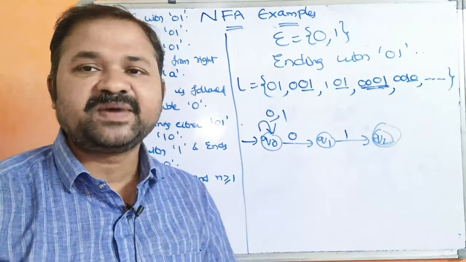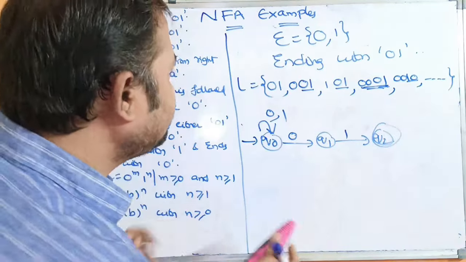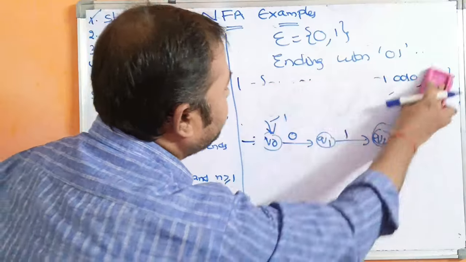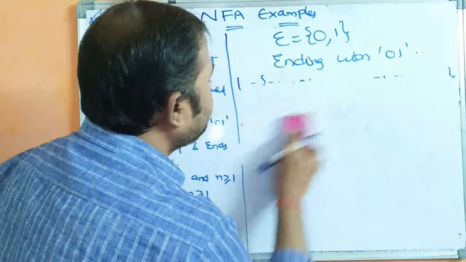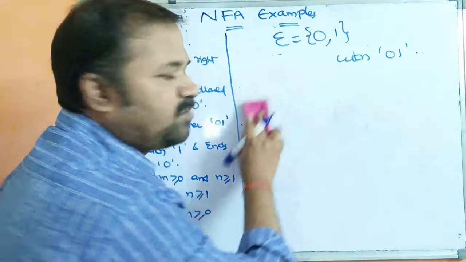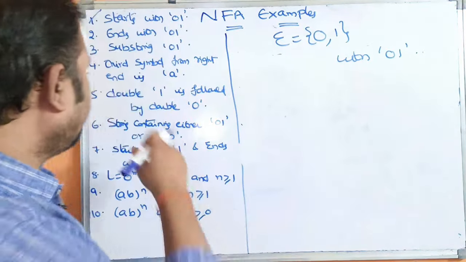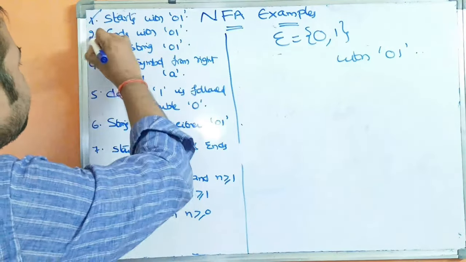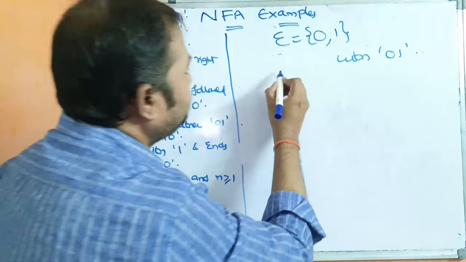So Q2 is nothing but the final state. Okay, so in this way, we can design an NFA for strings ending with 0, 1 or AB or XY. For all the problems, the solution is the same. Now, next example, substring 0, 1.